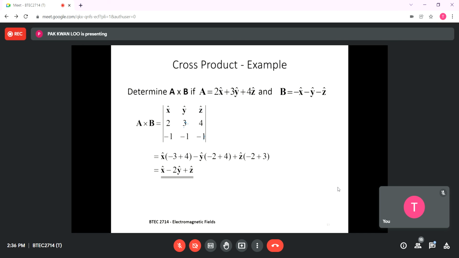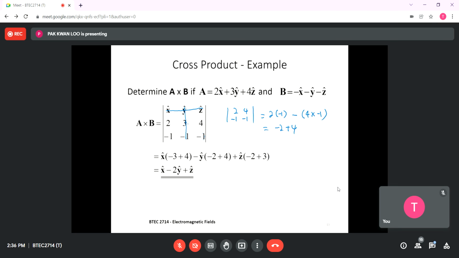Okay, same goes for y. Let's say I want to determine what is the y component. Same thing, but remember the sign for y is negative. So it is 2, 4, -1, -1. So 2 multiply -1 minus 4 multiply -1. So it's -2 plus 4.